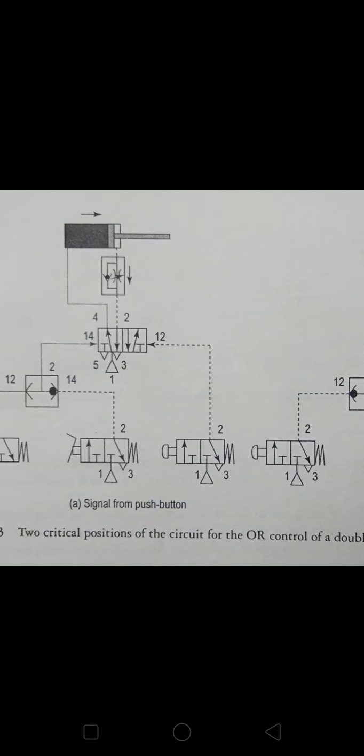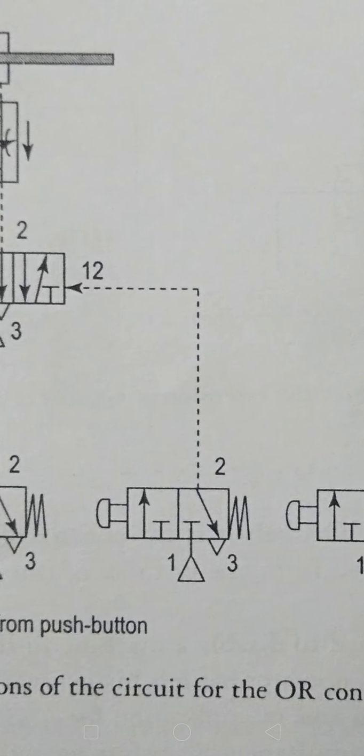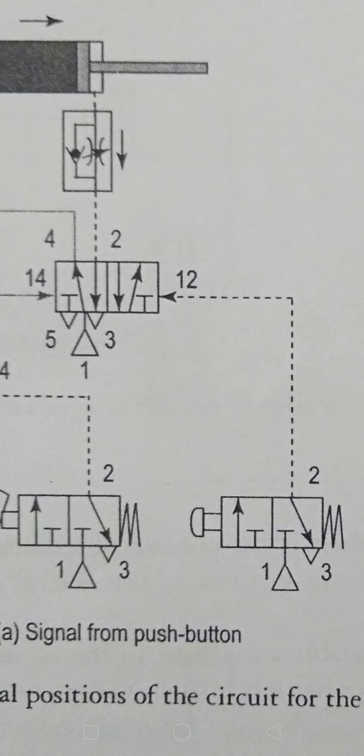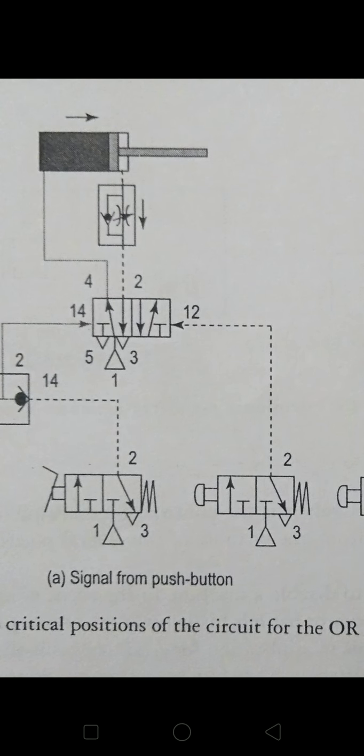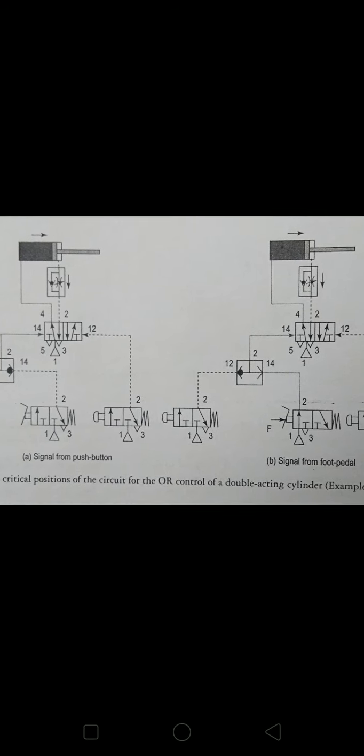And when you release this push button, which is shown with the dotted line, the piston will come back from right to left. So this is how the circuit works.